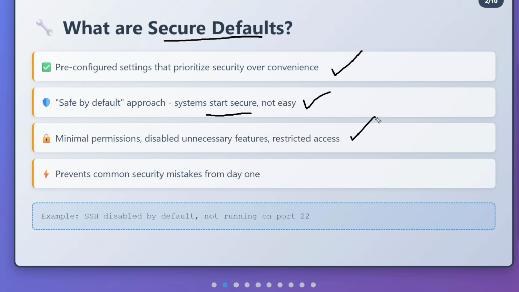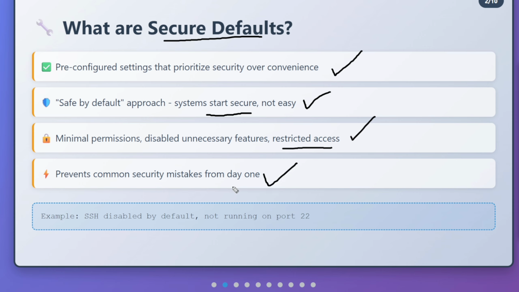The next point is about minimal permissions, disabling unnecessary features, and providing restricted access. Containers should run with least privileges, and we need to make sure to disable or turn off the features you don't use, block the access that isn't required, and prevent common security mistakes from day one itself.